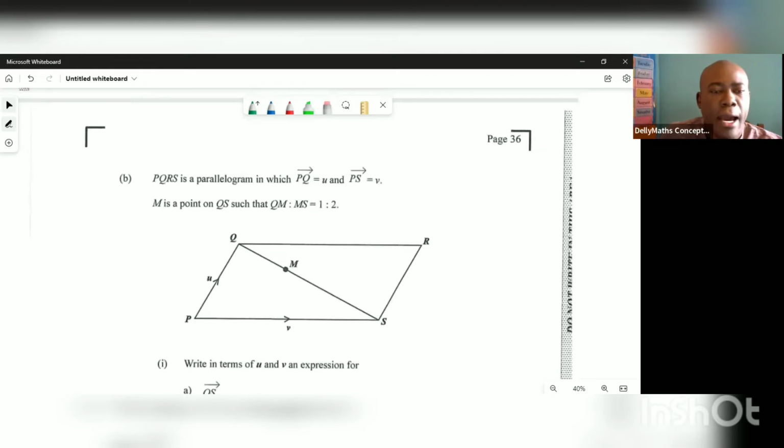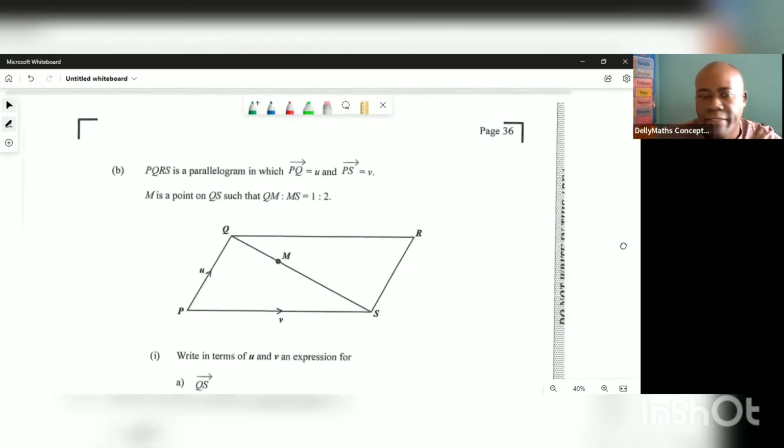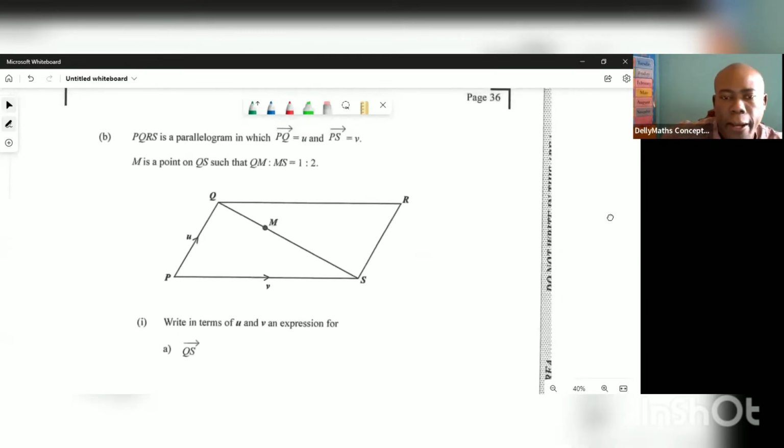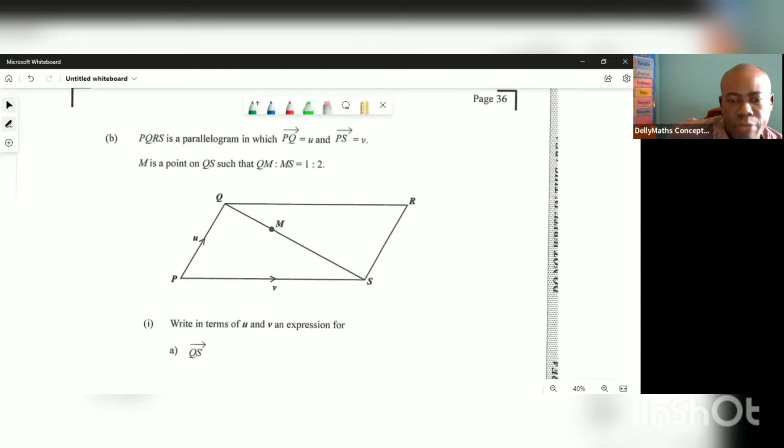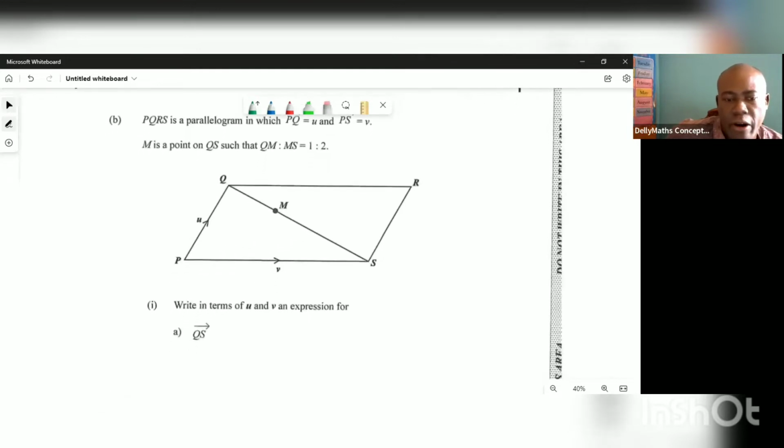It says PQRS is a parallelogram with PQ equal to U, and PS equal to V. M is the midpoint on QS such that QM to MS is 1 to 3. So we're seeing all of that information there. All right, 1 to 3.